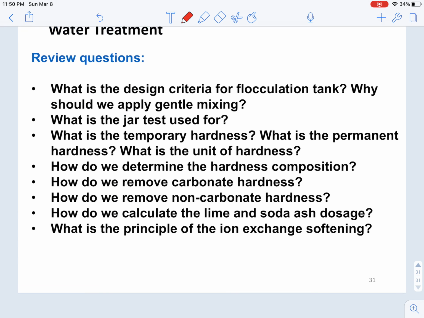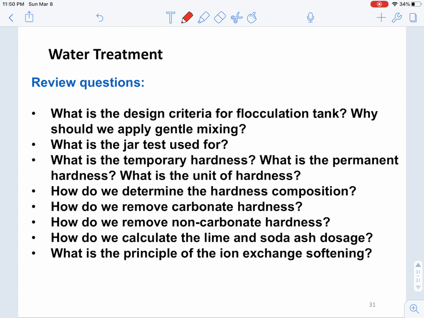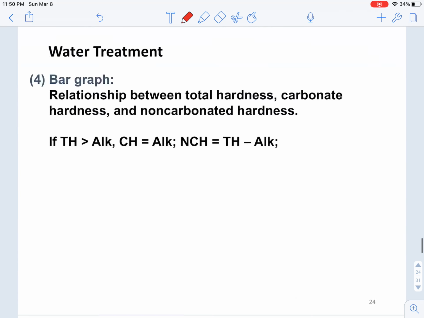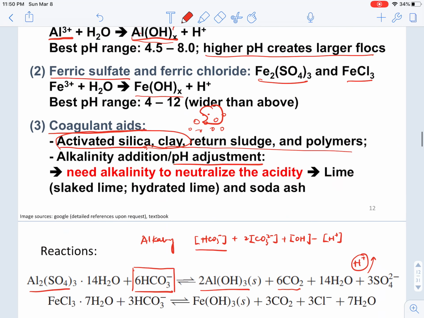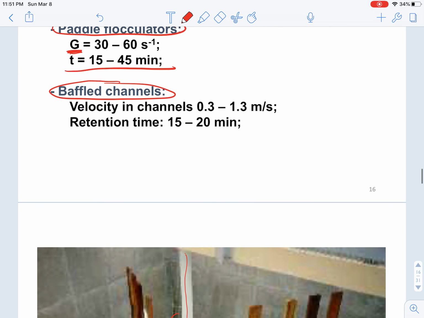Okay, so we can do a quick review of the contents of this class, right? So what is the design criteria for the flocculation tank, right? Then if we consider the velocity gradient, and why should we apply gentle mixing, okay? And in the beginning, we also talked about the coagulation, and then why should we use certain types of coagulants, and why do we need the rapid mixing after the coagulation, okay?